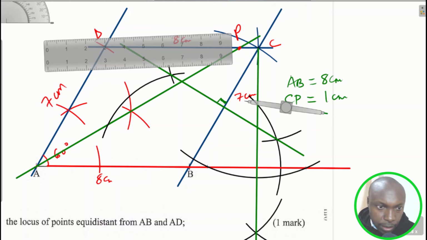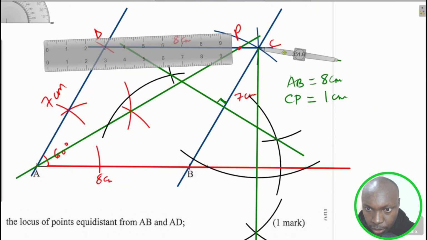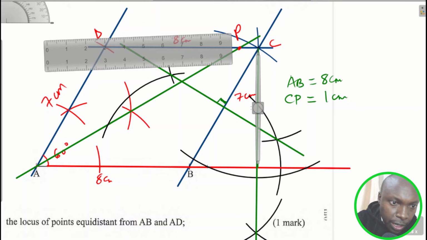Then the perpendicular height. I can use the pair of compasses here. Standing at C and extending up to that point, this one is 6 centimeters. So the perpendicular height is CN. I can indicate this point as N. So CN is 6 centimeters.